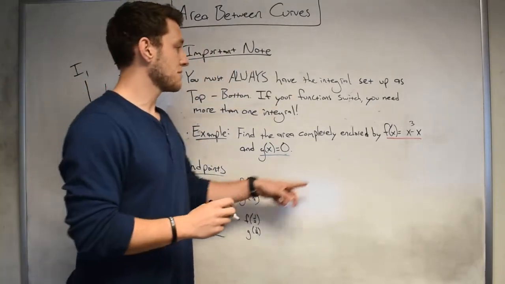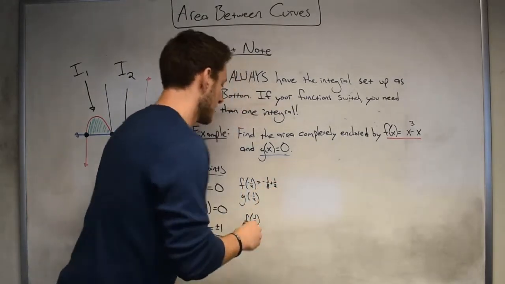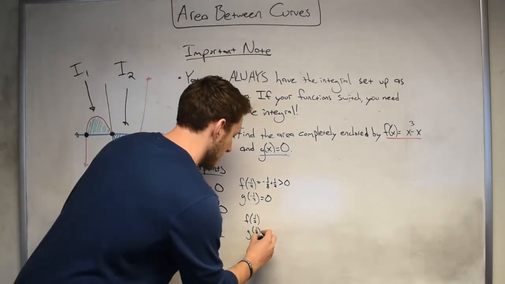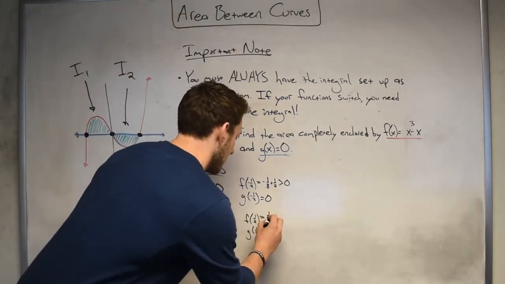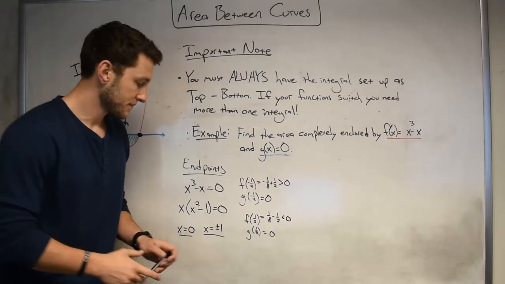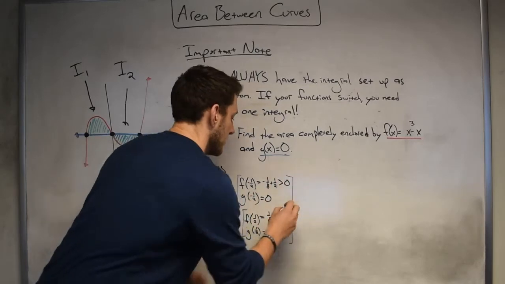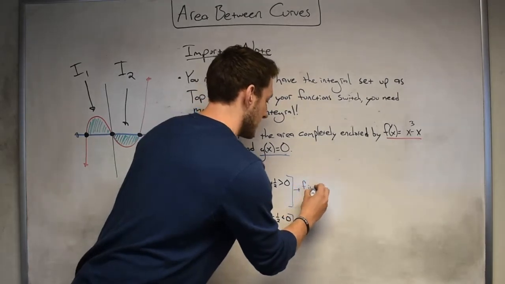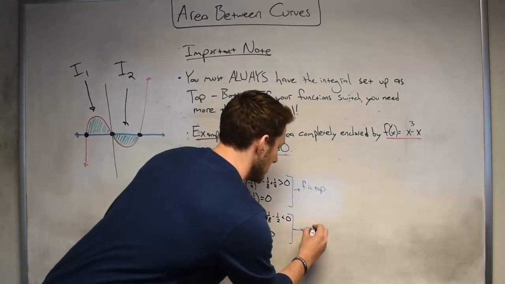f of negative 1/2 gives me negative 1/8 plus 1/2, which is greater than 0, while g of anything is just 0. f of 1/2 gives me 1/8 minus 1/2, which is less than 0, and g of 1/2 gives me 0 again. So if we couple these two things together, we can tell in this scenario, as f is bigger than 0, that f is top. Versus down here, 0 is going to be bigger than that guy, so g would be top.